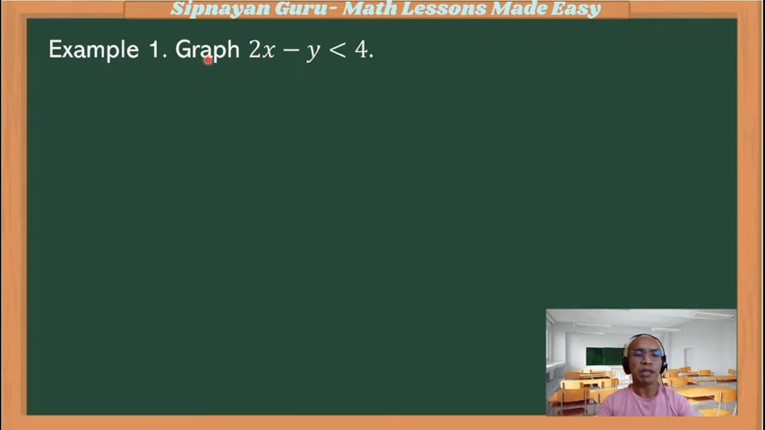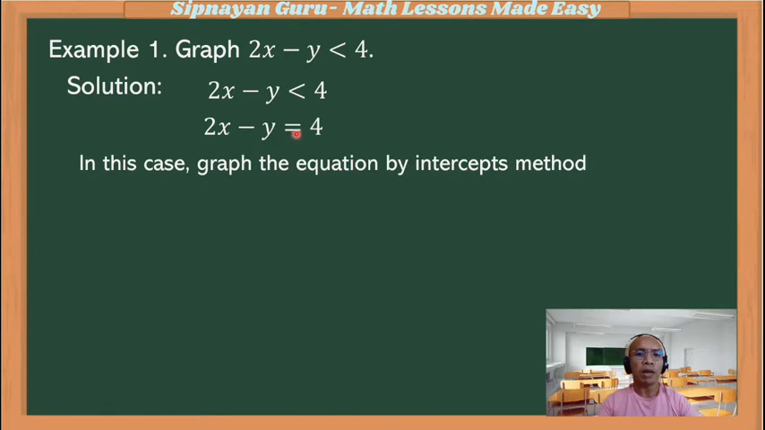Let's try to graph example number 1: 2x minus y less than 4. So, this is our given inequality. First step, we are going to change this inequality sign into an equation, and we will graph the equation. In graphing a linear equation in two variables, we can do it by table of values, by the slope-intercept method, and even by the intercepts method. For convenience, we will graph the linear equation by the intercepts method.